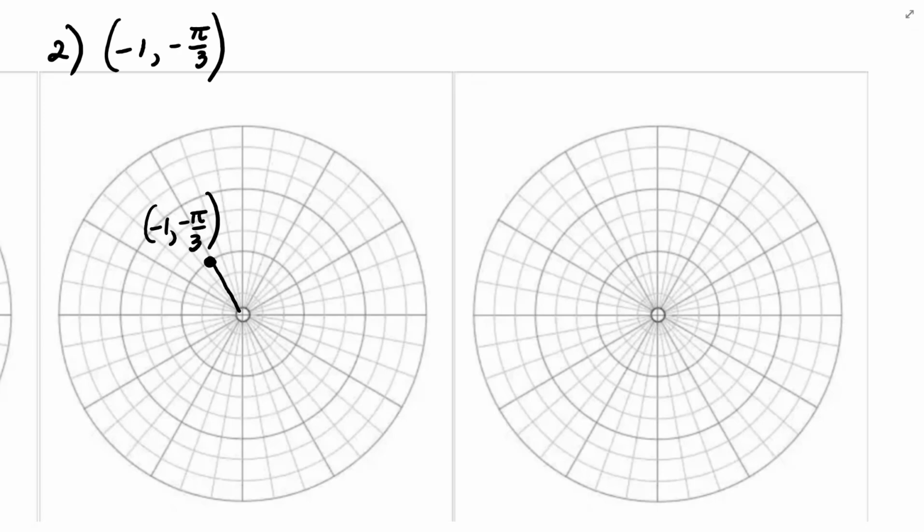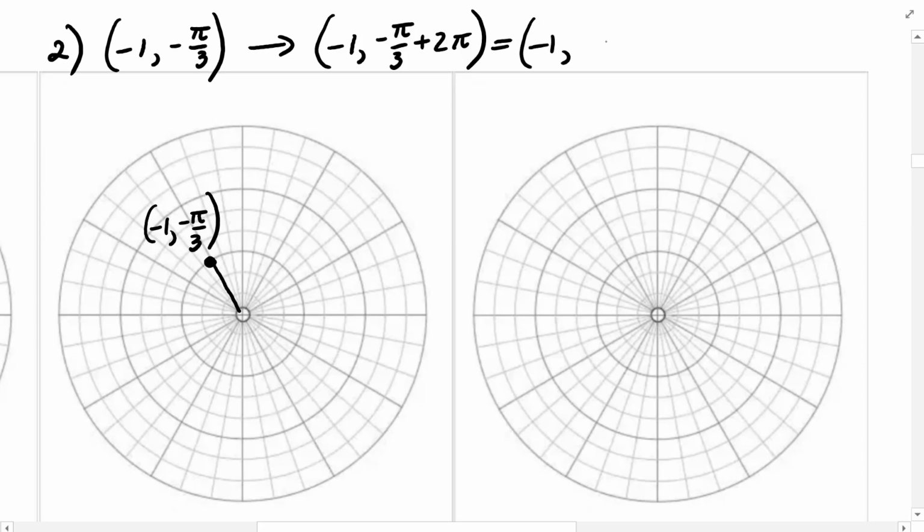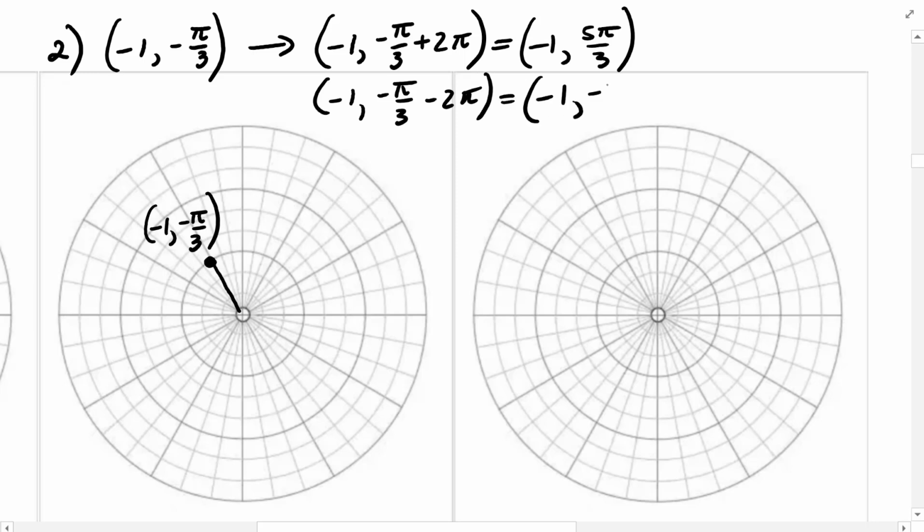So one way, the simplest one, is just to write negative 1 and add a multiple of 2 pi. So we add 2 pi. That makes it negative 1 and 5 pi over 3. So it gets back to the point, as well as negative 1 and negative pi over 3 minus 2 pi. So that makes it negative 1 and negative 7 pi over 3. It gets back to the same point. Let's call it Q.